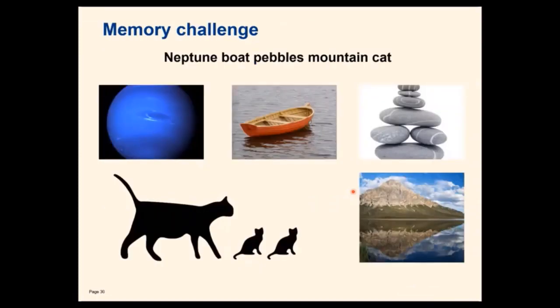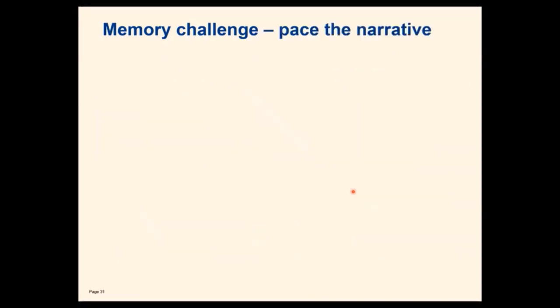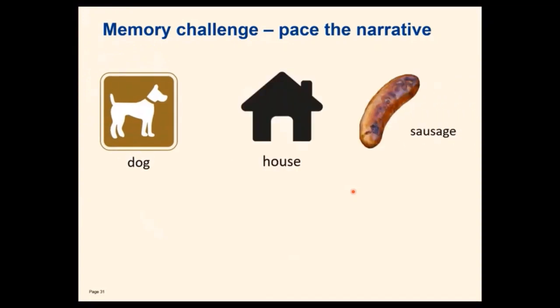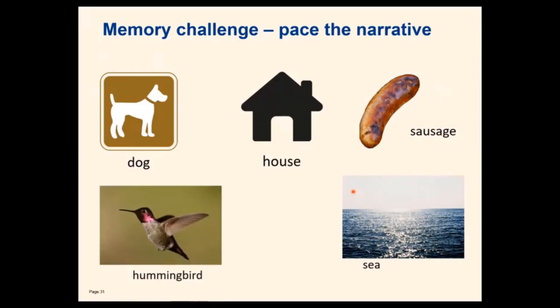So here's a quick memory challenge just to break up the morning. Remember these 5 objects: Neptune, boat, pebbles, mountain, cat. In 5, 4, 3, 2, 1. Now let me tell you a story about a dog that ran through a house and stole a sausage. He ran so fast that he fell into the sea and he nearly drowned, but luckily he was rescued by a sweet hummingbird. Can you remember these 5 objects?